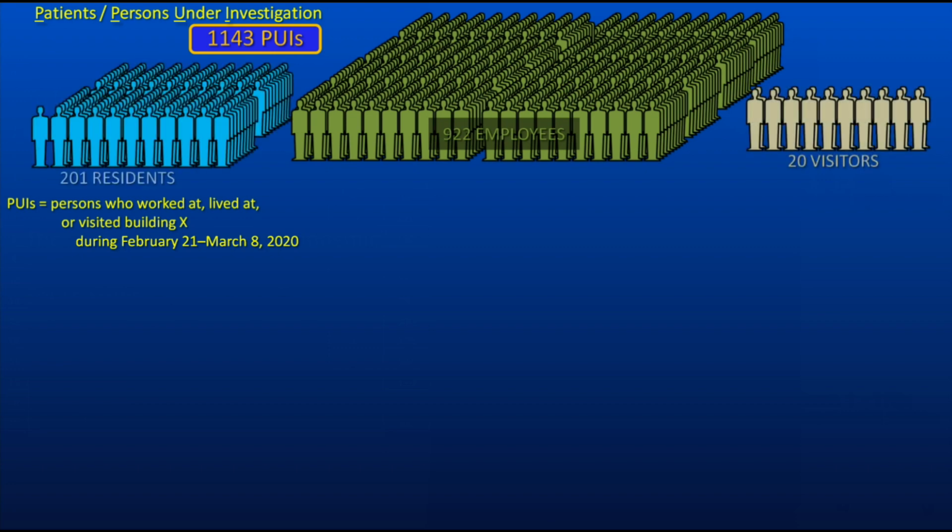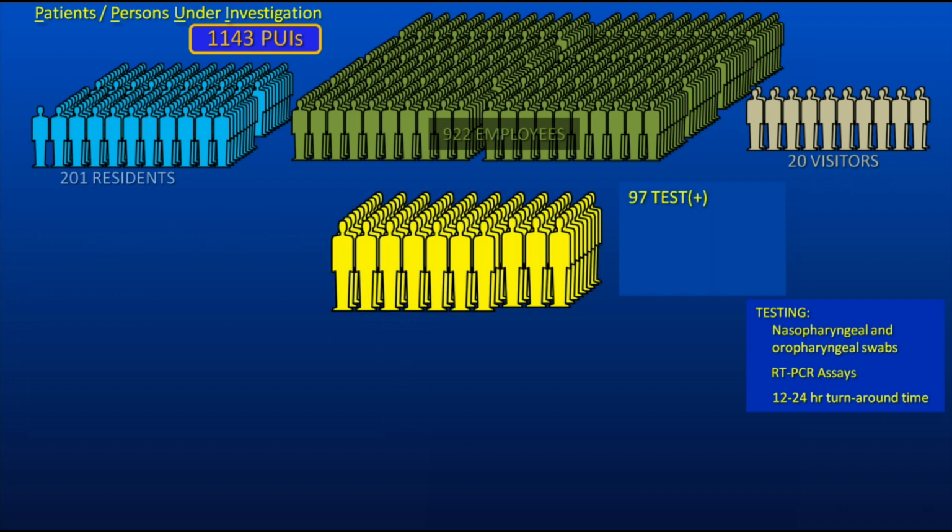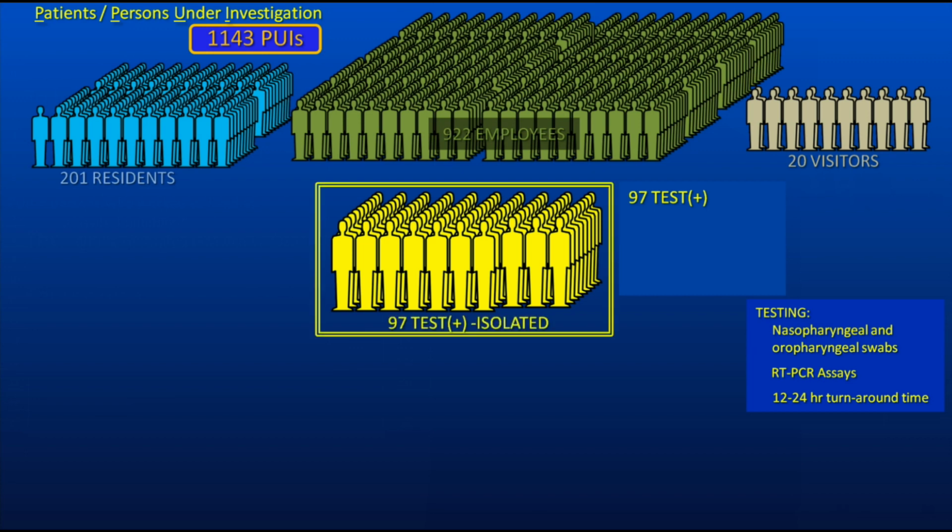Testing for COVID-19 was done by nasopharyngeal and oropharyngeal swabs and tested via the reverse transcription polymerase chain reaction, or the PCR assays. The results were available in 12 to 24 hours. 97 people were confirmed to be test positive for COVID-19. And by the way, in the article, the test positive patients were labeled case patients. These patients were, of course, isolated.